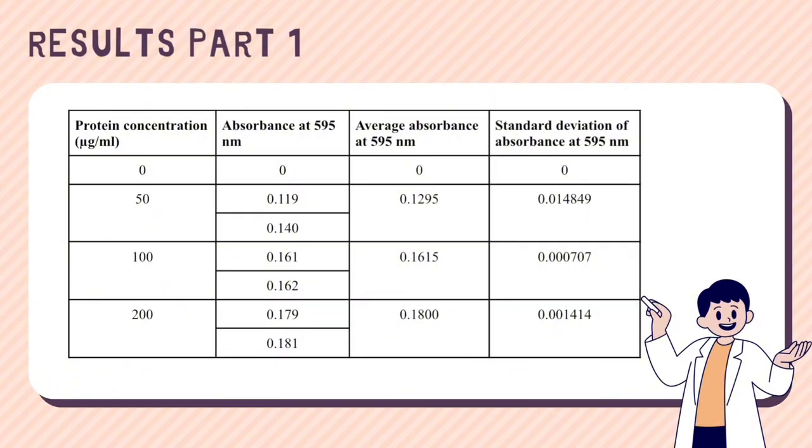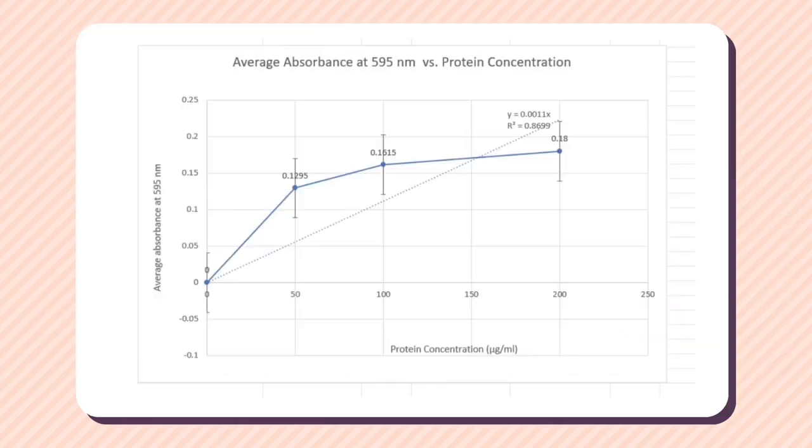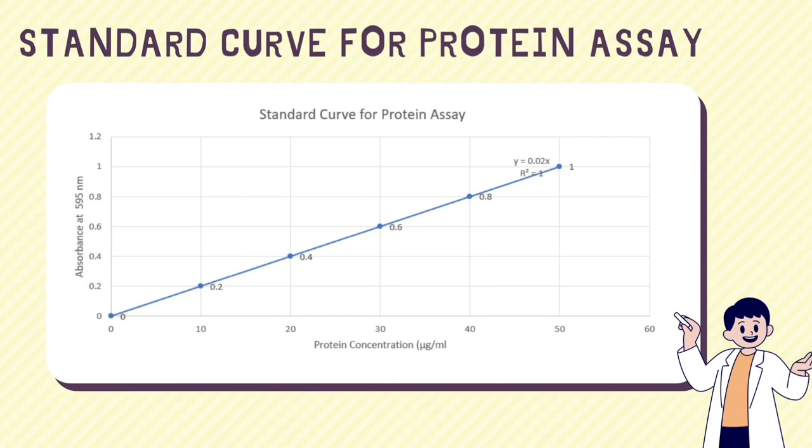The above is the result for part 1 of the experiment. The average absorbance and the standard deviation of absorbance at 595 nanometer were calculated for each 50, 100, and 200 microgram per ml protein concentration. Then, a standard calibration curve of average absorbance at 595 nanometer versus protein concentration was constructed using known concentrations of BSA protein. This shows a strong linear relationship, which is consistent with the Beer-Lambert law principle. The above is the standard curve for protein assay.